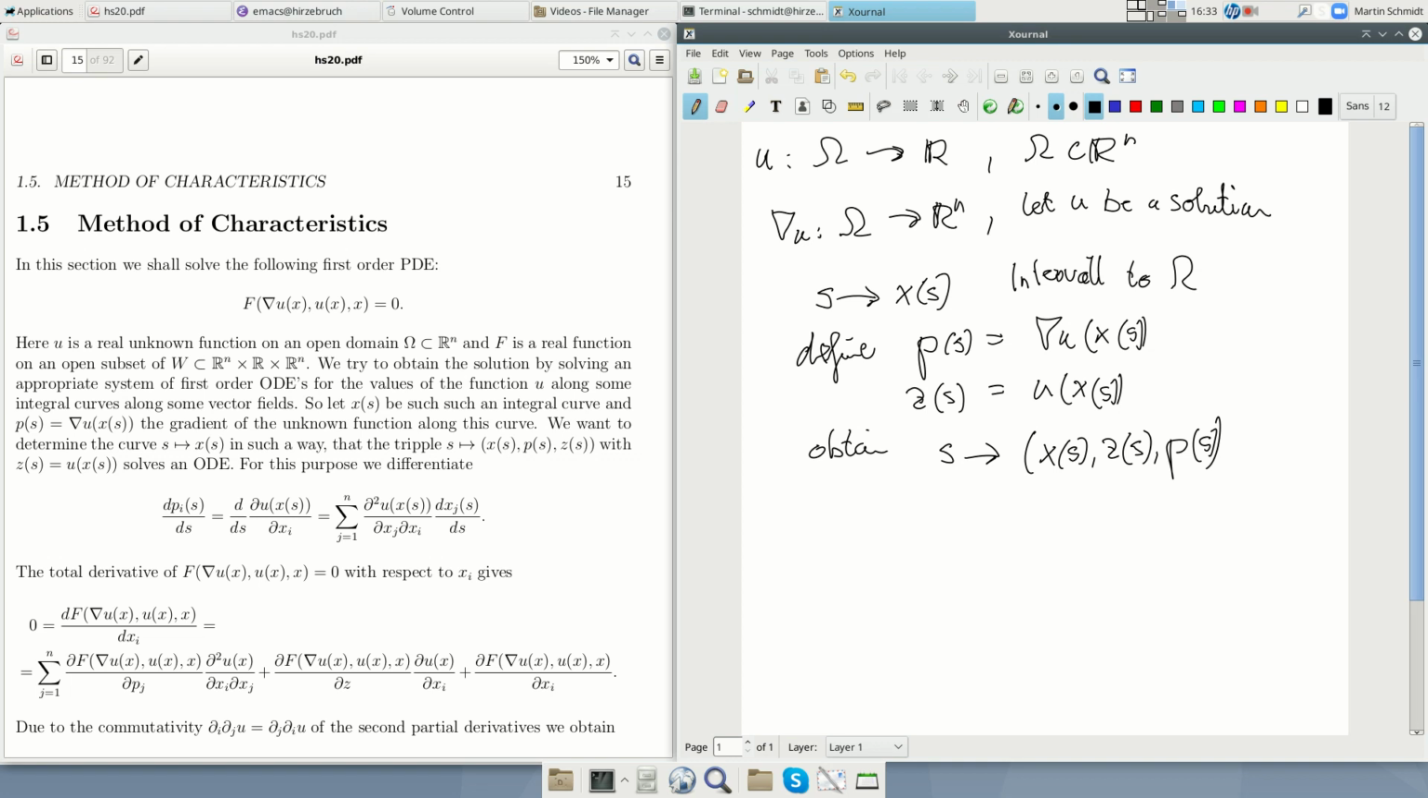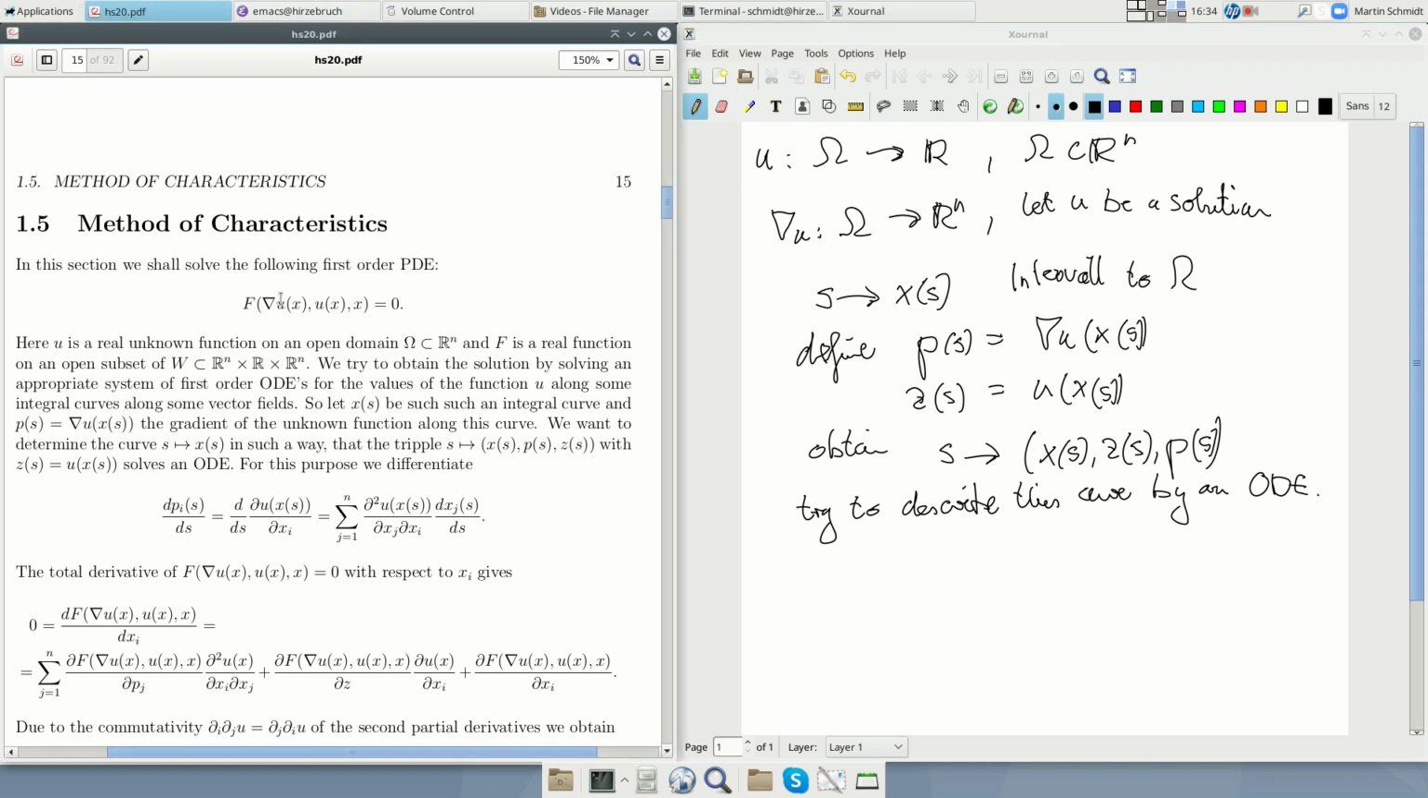And now we try to describe this curve or this trajectory by an ODE. This is the essential idea. Yeah? We try by an ODE. And of course, we will use this equation. Okay, this is now the clue. So this we want to achieve. This means to define an ODE.